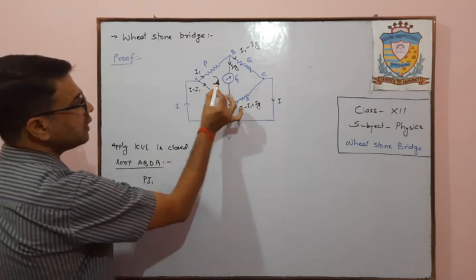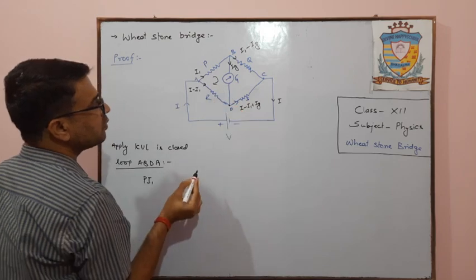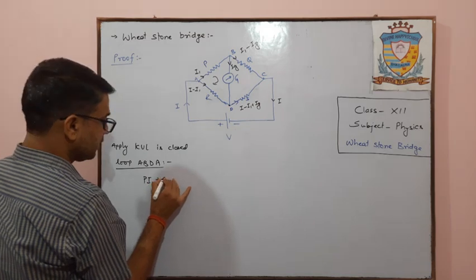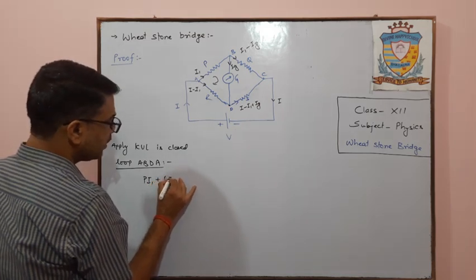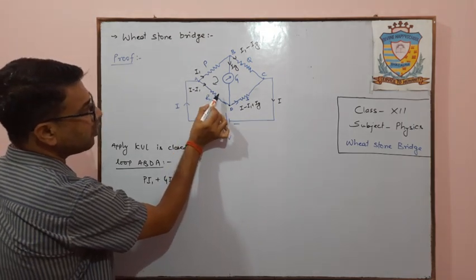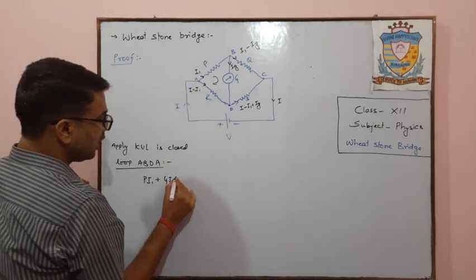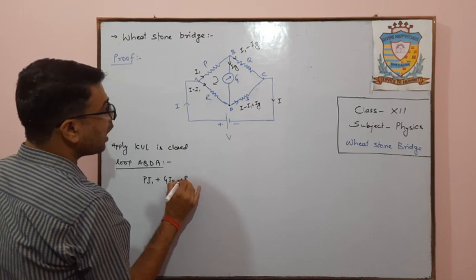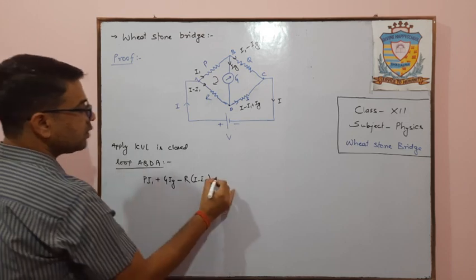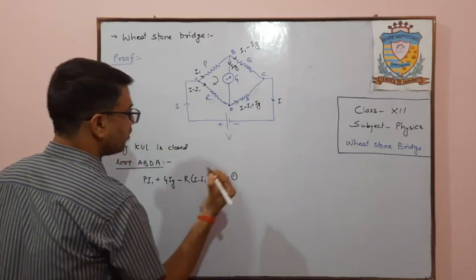Here the direction of current is B to D and the direction of calculation is again B to D, so it becomes plus G Ig. Here the direction of current is from A to D and the direction of calculation is from D to A, so we put a negative sign: minus R into (I minus I1) is equal to 0. This is our equation number 1.